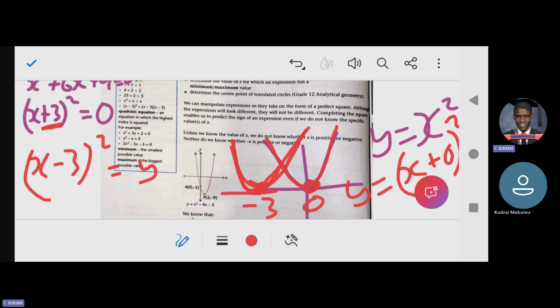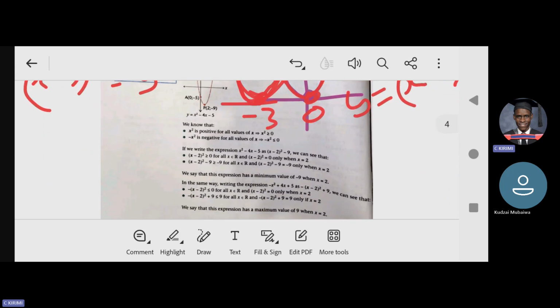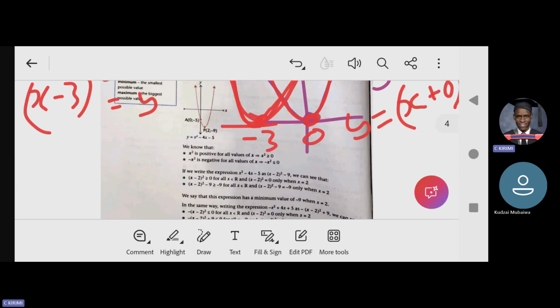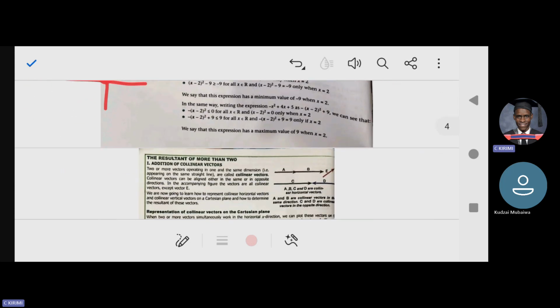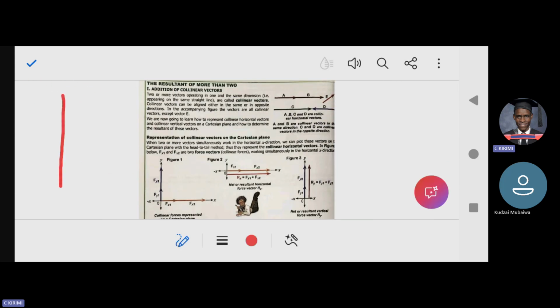Then if you want to shift up and down, that's where you come in. You have the same graph and you want to shift it up or down. That's where you add a number. For example, the original graph of x squared is like this. But if I say x squared plus 3, I have shifted it up. The turning point will be here, at 3.